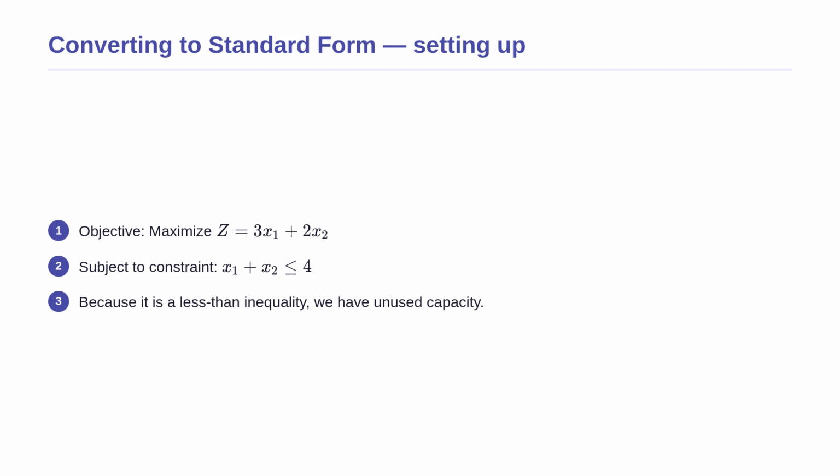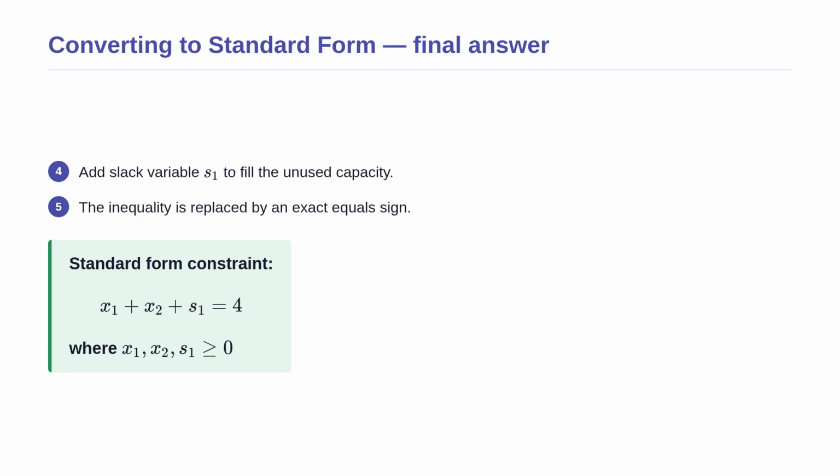Because this is a less than or equal to inequality, we clearly have unused capacity that we need to account for before a computer can process it. To turn this into an exact equation for the standard form, we add a slack variable, which we will call S1. The inequality sign is gone, replaced by an equal sign. The equation now states that the items produced plus the unused space perfectly equals the total capacity of 4.